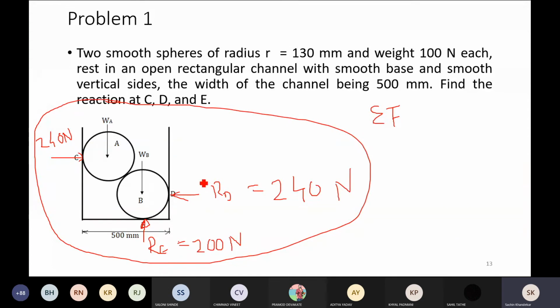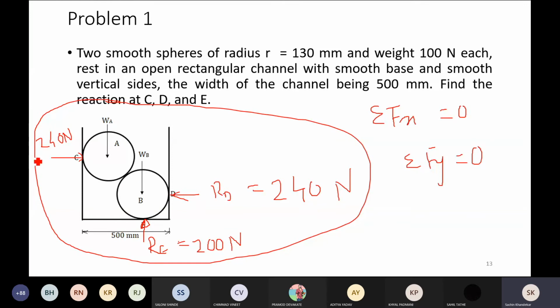Now, when I consider the FBD of this entire body, I mean both the bodies A and B, and if I show the support reactions RC, RD and RE, then I must get summation Fx equal to 0 as well as summation Fy equal to 0. So this is the check, what I can say. Now check whether summation Fx is equal to 0 or not here.